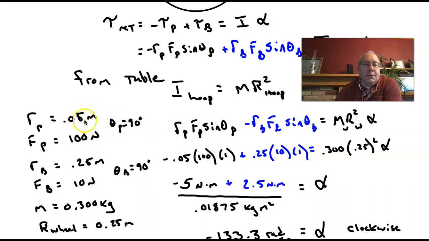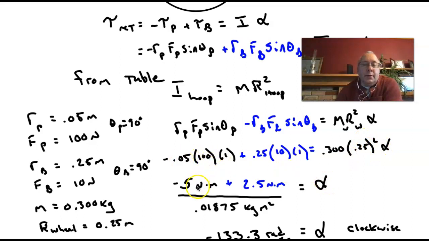So the 5 centimeters, convert that to meters, and we've got the 100 newtons, and both of the torques are being applied perpendicularly, so it'll be sine of 90, which will be 1. The radius of the bike wheel is 25 centimeters, 10 newtons, also sine of 90. The mass of the wheel is given as 300 grams, so I convert that to kilograms. The radius of the wheel was 25 centimeters, again convert that to meters. So we can solve for alpha.